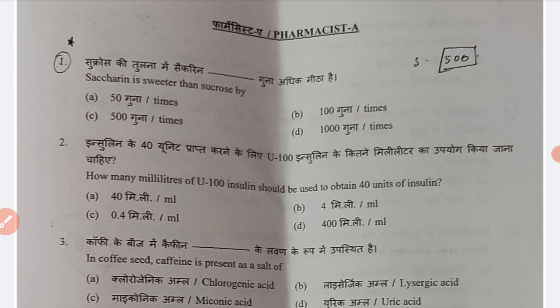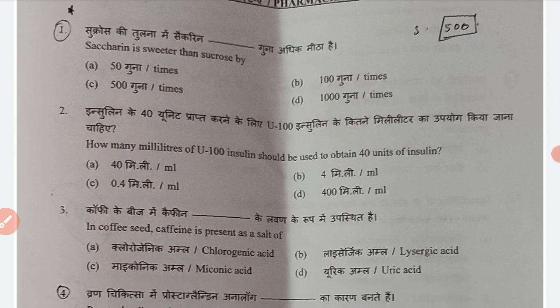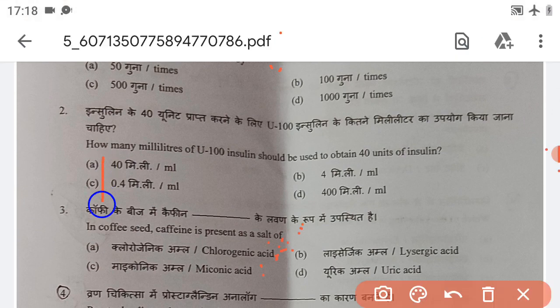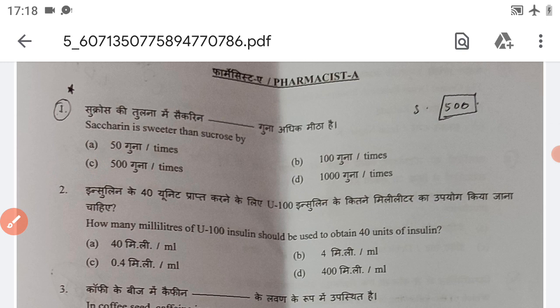First question: saccharin is sweeter than sucrose by how many times? It is 500 times. Saccharin is 500 times sweeter than sucrose, and aspartame is 200 times sweeter than sucrose.